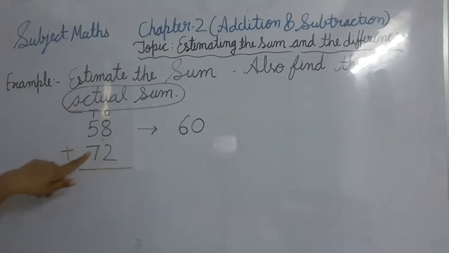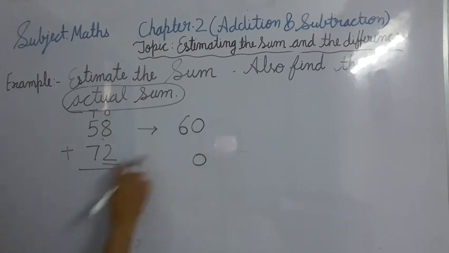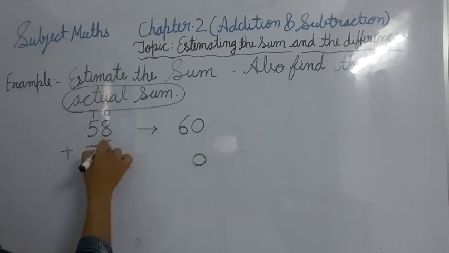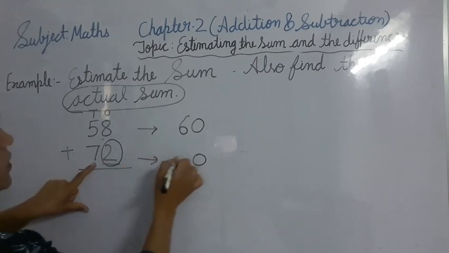So if we round off 58 to the nearest 10, you will get 60. Now round off 72 to the nearest 10. Again, before the tens place, just convert all the numbers to 0. So we'll convert 2 to 0 and compare this digit with 5. This is less than 5, so this is round down. It means we'll not change this number. This number will remain the same.